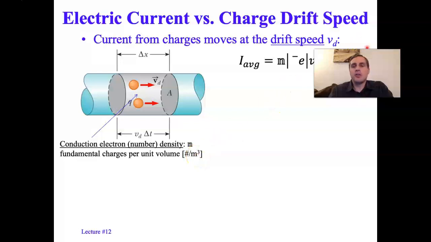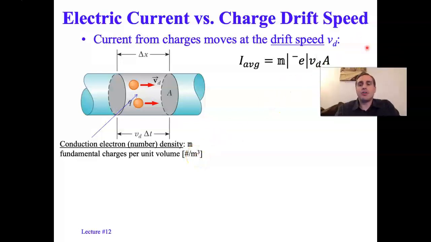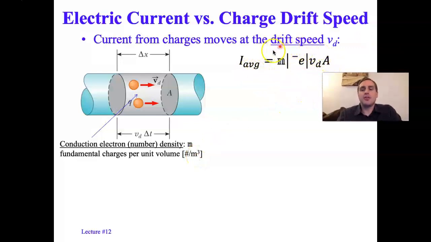Okay, so notice that the average electric current is going to be given by this equation. It's the conduction electron number density times the magnitude of the fundamental charge carriers. So notice that this is an electron. So the magnitude of an electron charge in SI units is 1.60 times 10 to the minus 19th coulombs. We've said this earlier in the course. Times the drift velocity times the area. Now, by the way, the textbook talks about where this equation comes from, but I hope this makes sense to you.